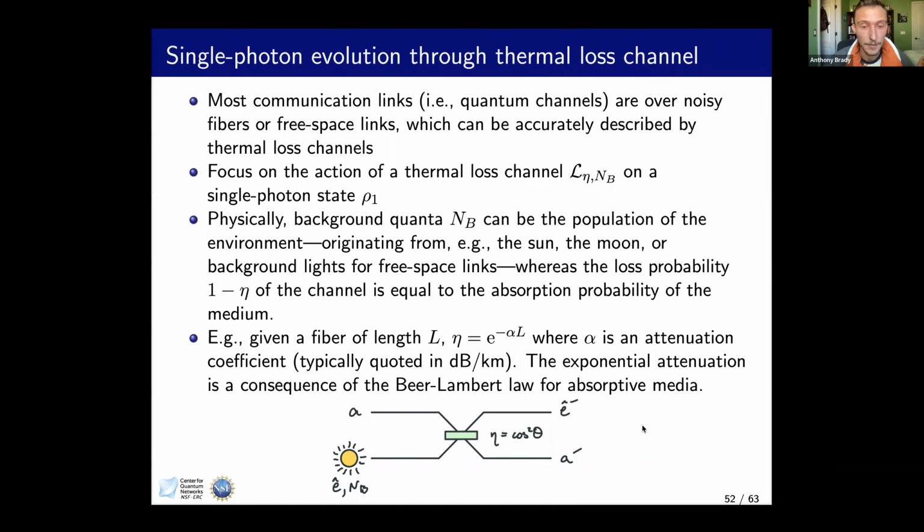So an example is, given a fiber of length L, you get this eta. It actually exponentially decays with the fiber length, where this alpha is an attenuation coefficient, typically quoted in decibels per kilometer. And the reason you get this exponential attenuation is a consequence of the so-called Beer-Lambert law for linear absorptive dielectric media. So that's where this exponential decay comes from.